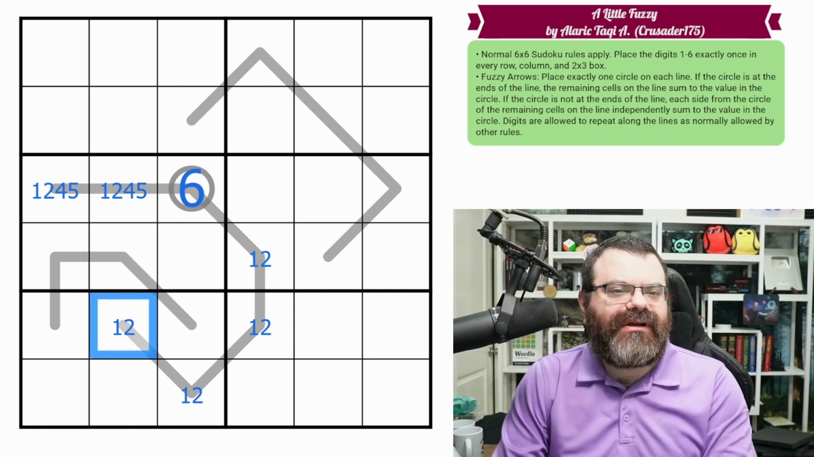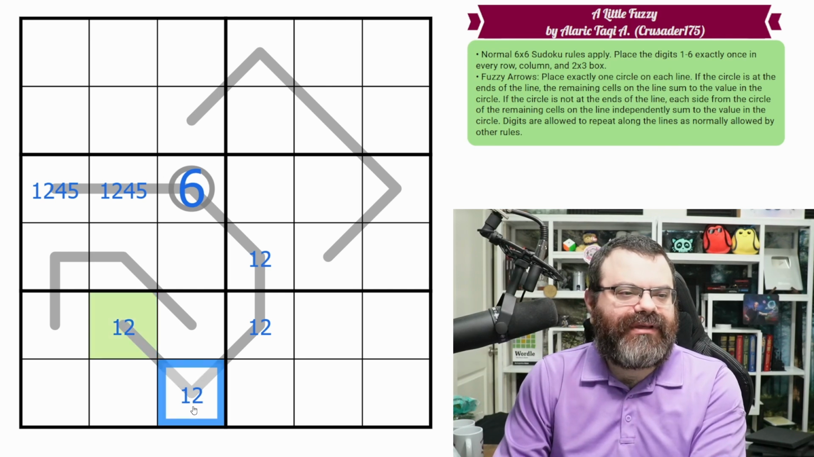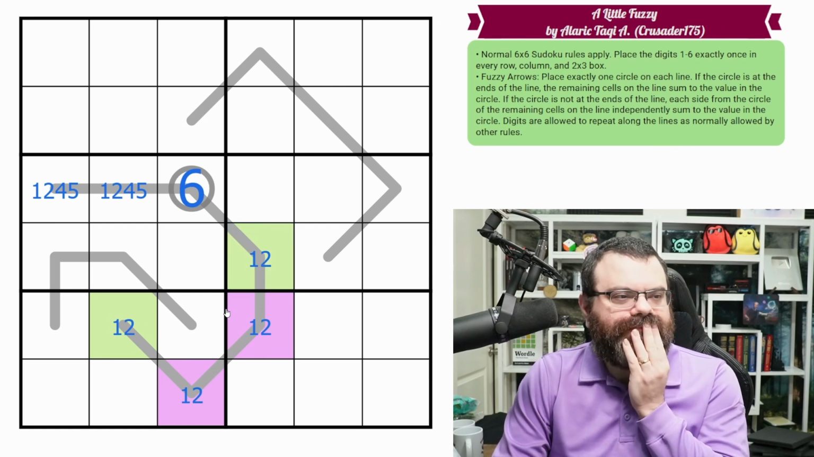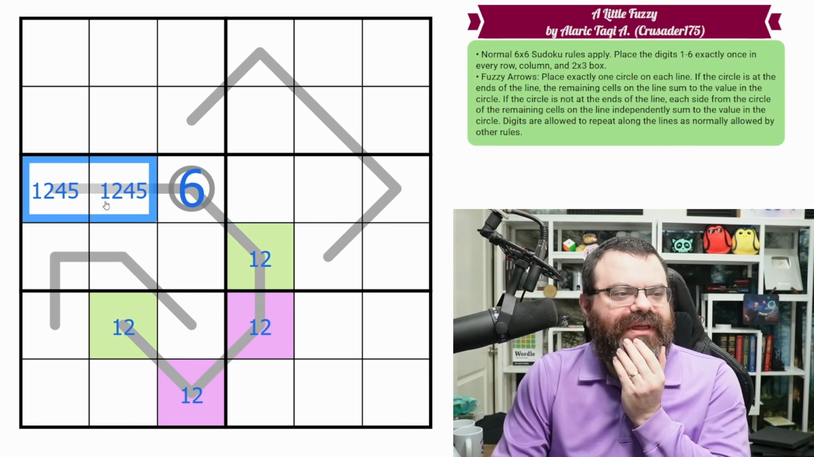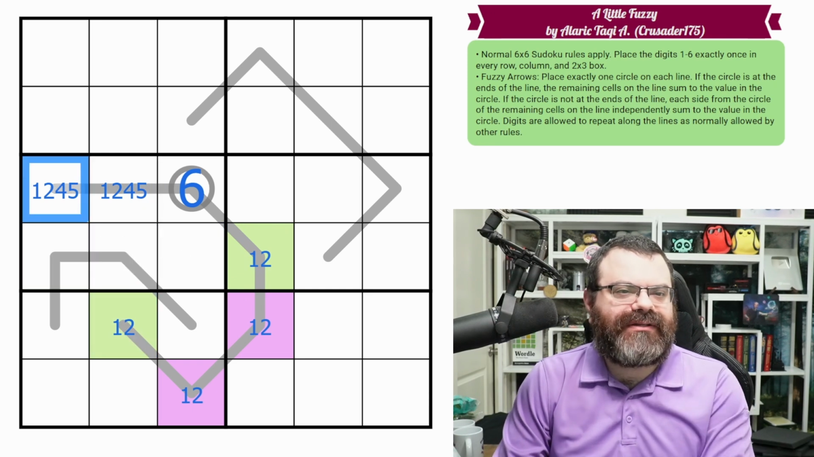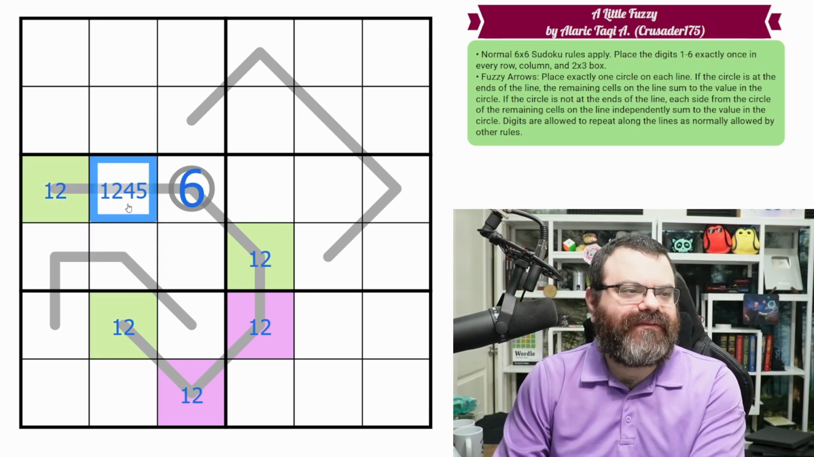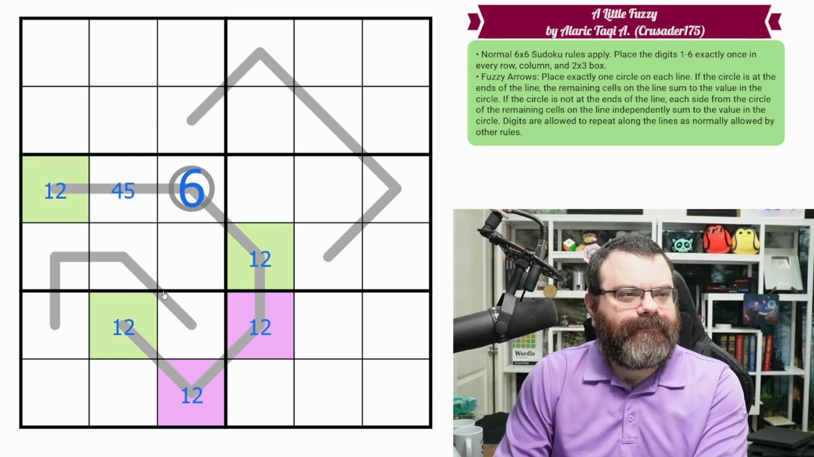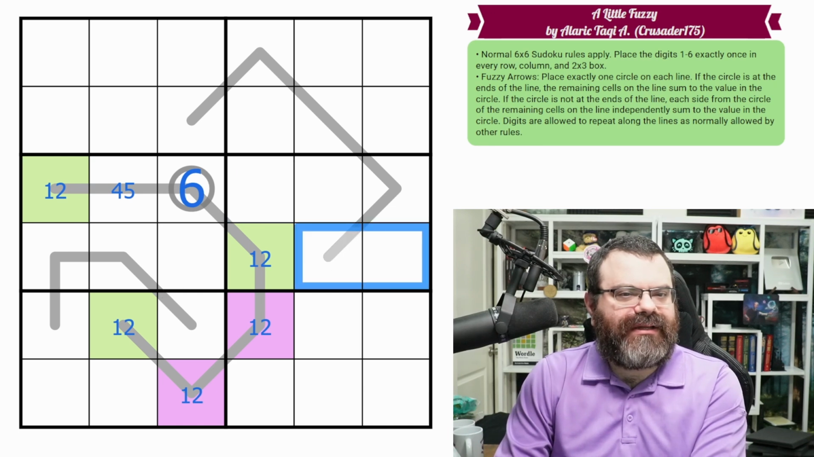I think it might be helpful to color these 1, 2s. So let's do that. Green, purple, green. Oh, sorry, other way. Green, purple, purple, green. So we know that the green in this box is here. So this is the 1, 2, and then this is the 4, 5. All right, this is interesting so far. 6 is down here somewhere.